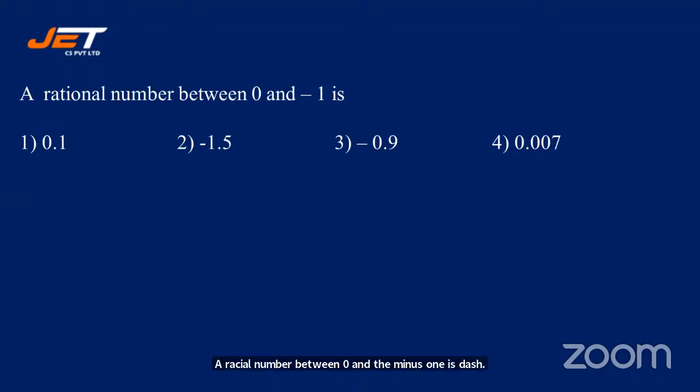All right. A rational number between 0 and minus 1 is dash. Let's see how many are going to give me the right answer. Yes, so this also does not require much calculations.